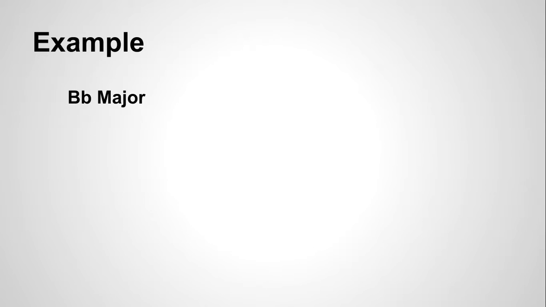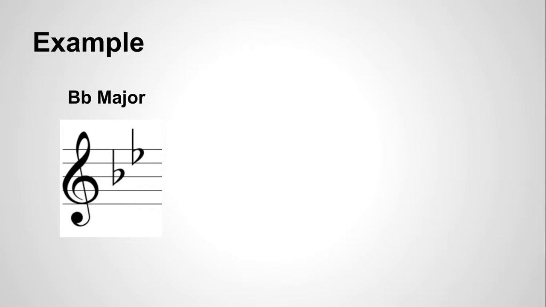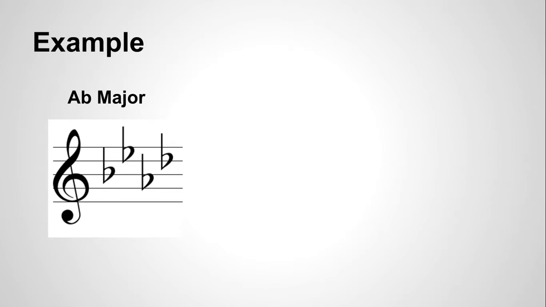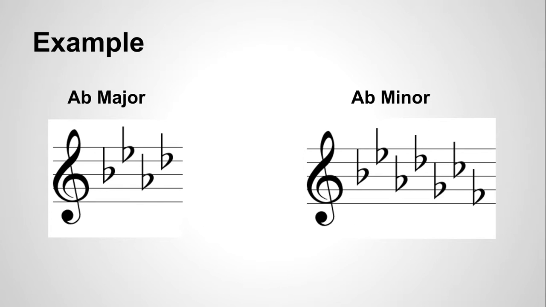Let's do another one. B flat major has 2 flats. So what does B flat minor have? 5 flats. How did I get that? It's the same pattern for all of them. I did the same thing to each major key signature to get its minor. Let's do another one. A flat major has 4 flats. What does A flat minor have? 7 flats.